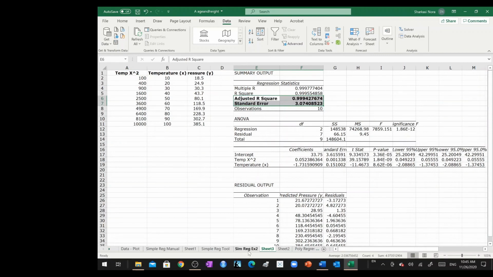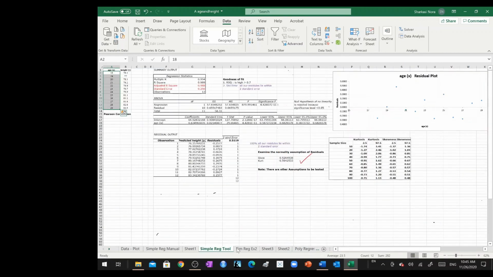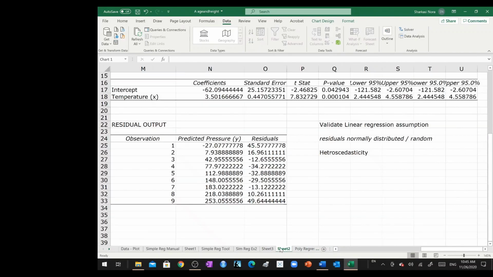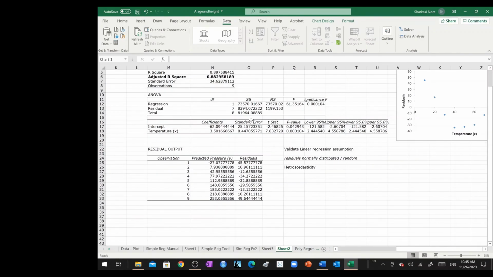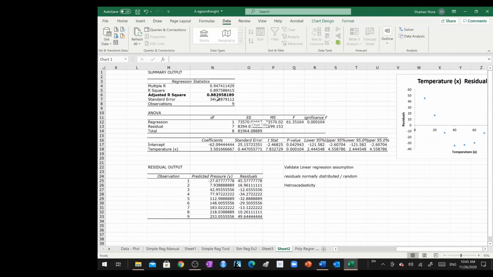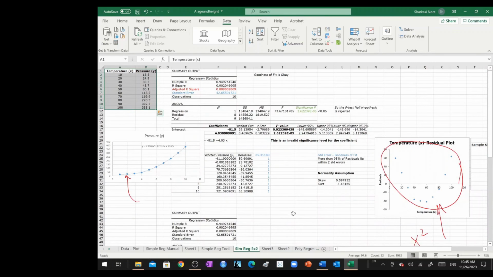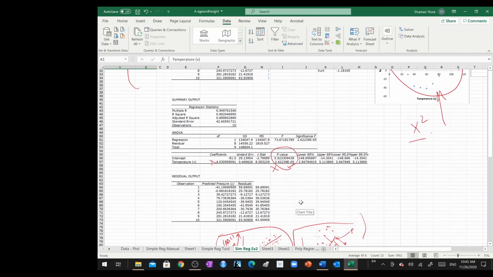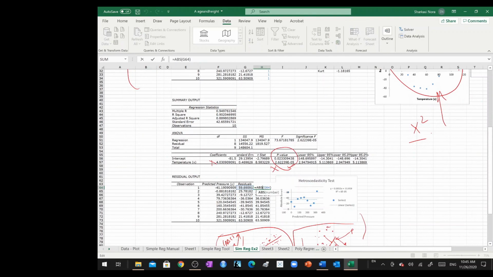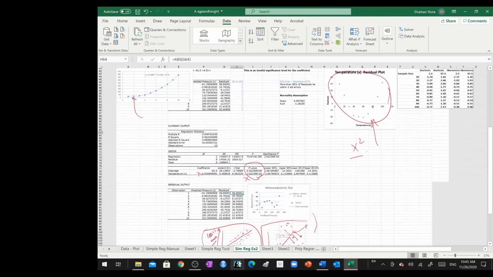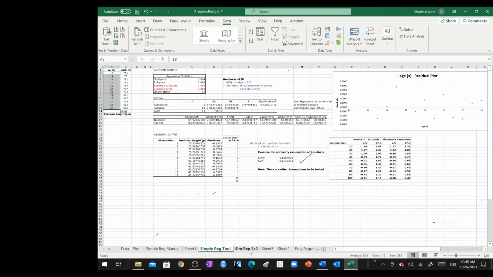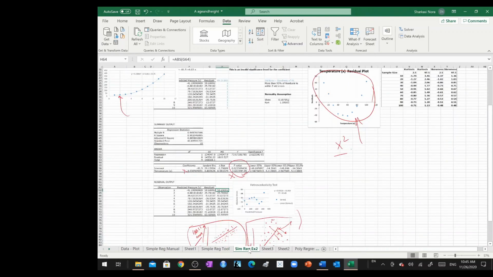So let's take a look. Did the adjusted r squared improve over here? The adjusted r squared was, maybe sheet 2? Oh, here? Yeah. Adjusted r squared was 0.8829. Over here, adjusted r squared is 0.99, so it's really highly improved. Standard error, we have to do the same. I think I already have this done.